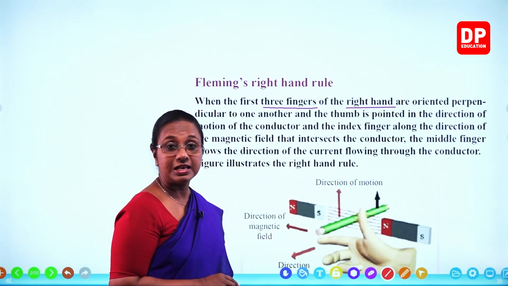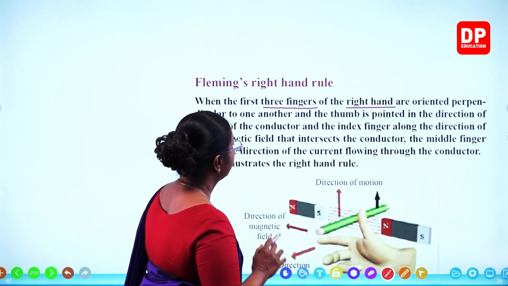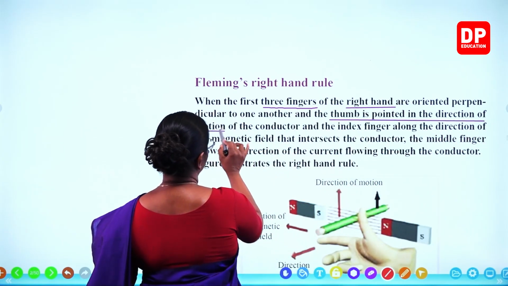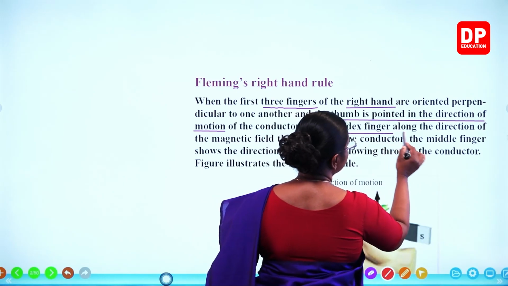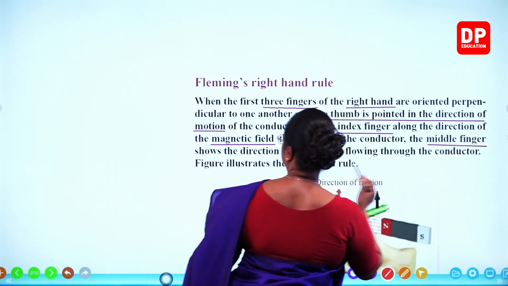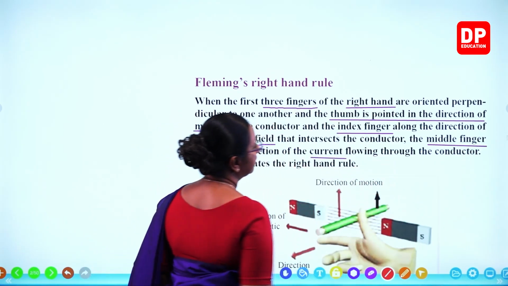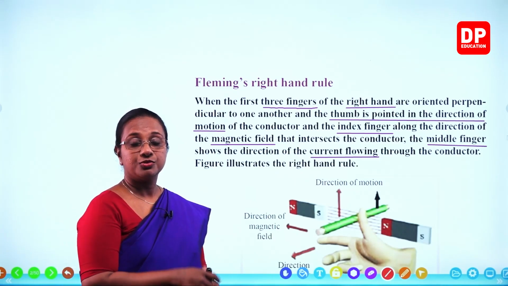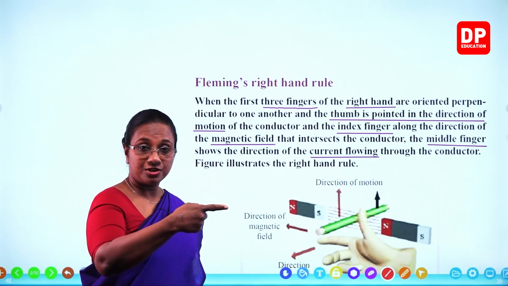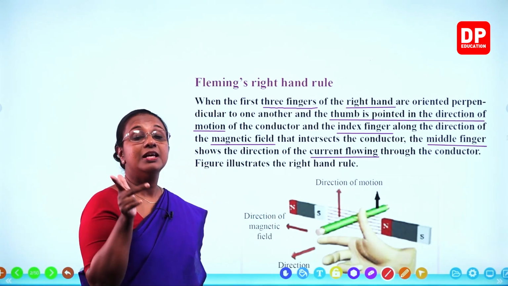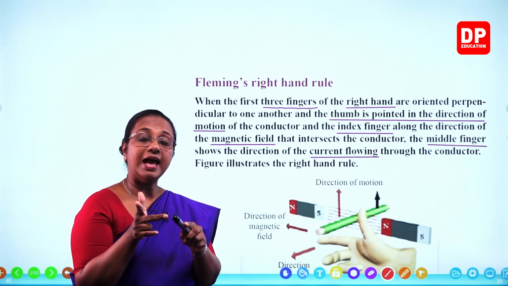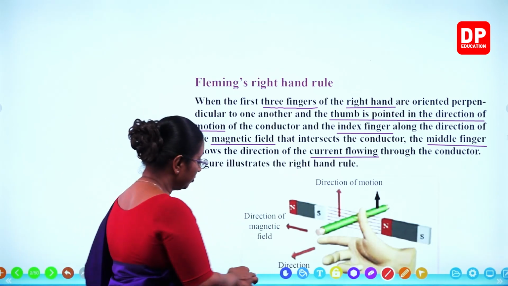And here the figure illustrates the right-hand rule. So you have to remember the thumb is pointed in the direction of motion, the index finger along the direction of the magnetic field, and the middle finger shows the direction of the current flowing through it. So three fingers: thumb, direction of motion; index finger, the direction of the magnetic field; and the middle finger will point to the direction of the current flow. So motion, field and current flow. That's how you have to remember.